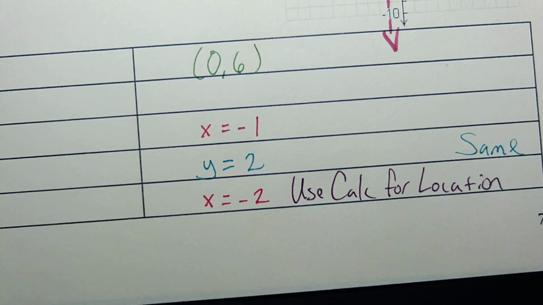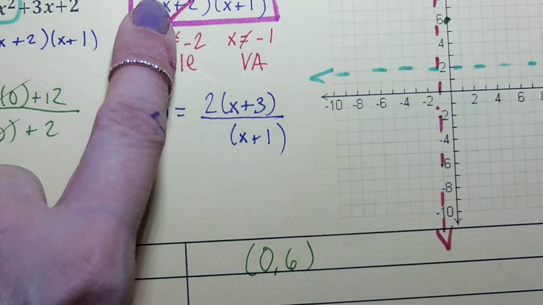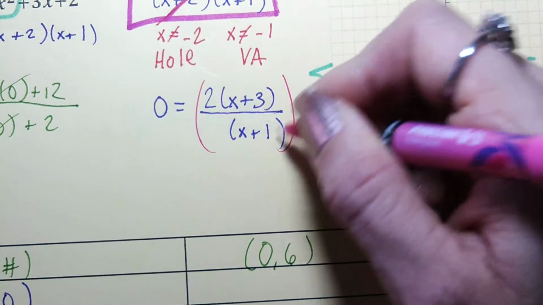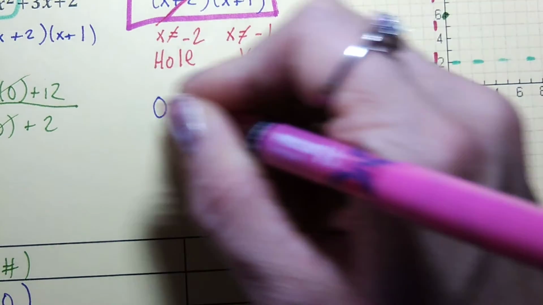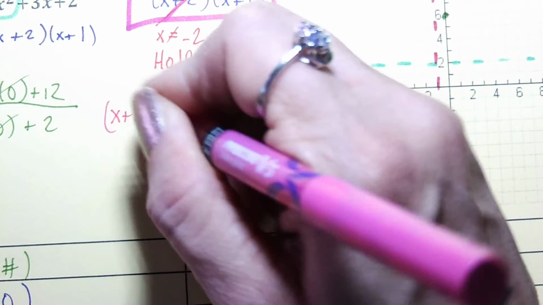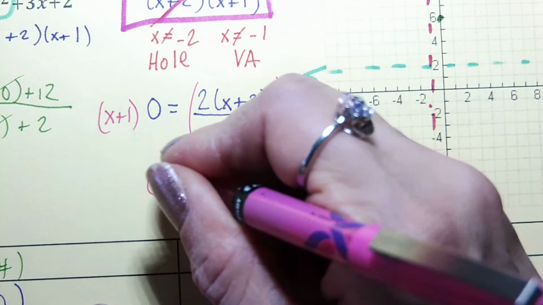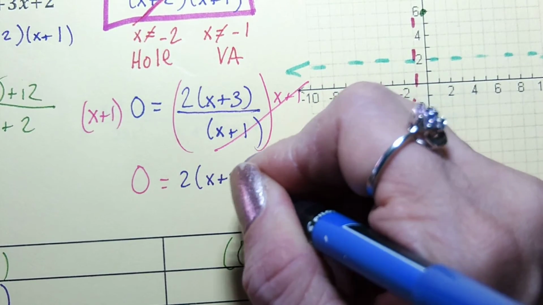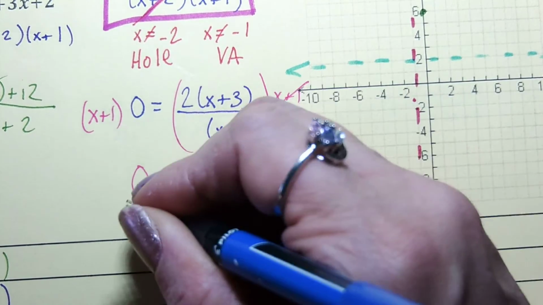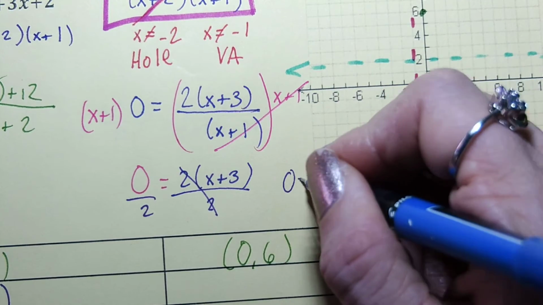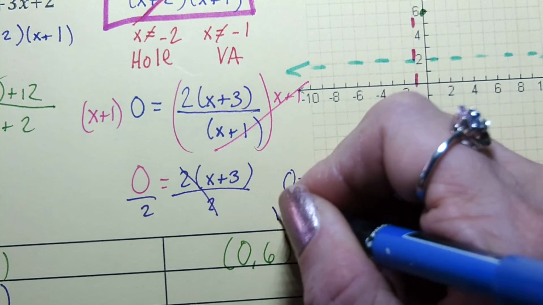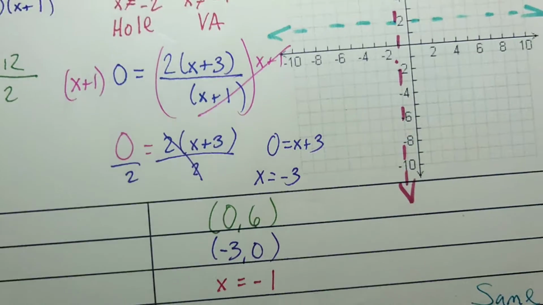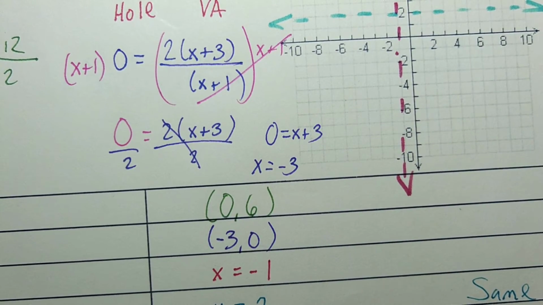So to find the x-intercepts, we plug in 0 for the y into our canceled form. We multiply both sides by x plus 1. And you can just say times the denom if you want to be lazy. And that gives us 0 equals 2 times x plus 3. We divide by 2. And we get 0 equals x plus 3. So x equals negative 3. So negative 3, 0 is our x-intercept.